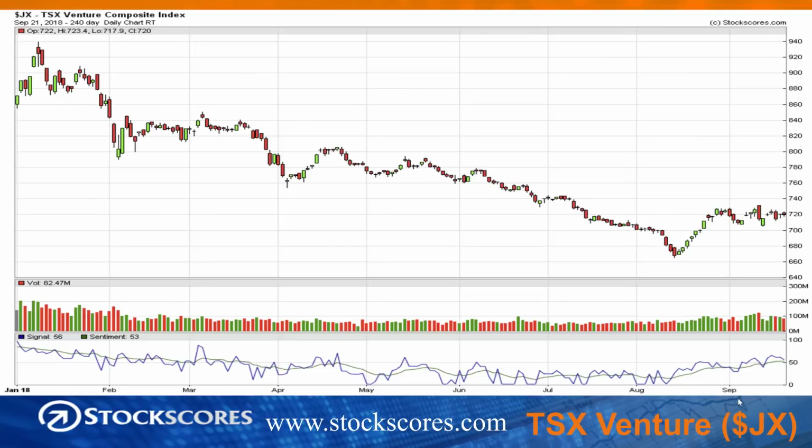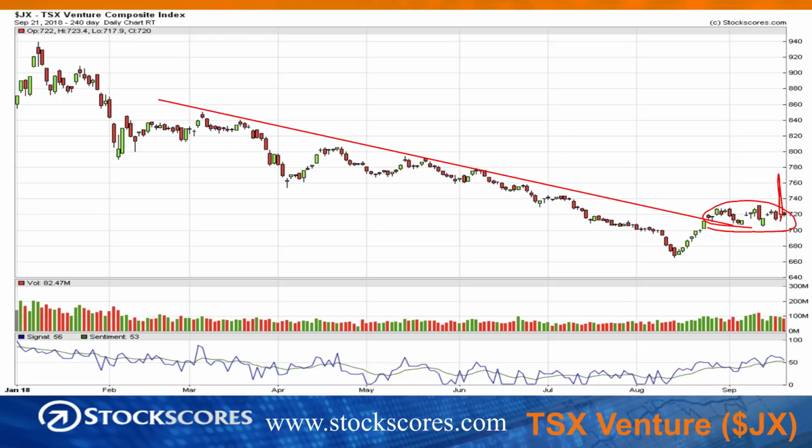Moving along to the TSX Venture, which is of course the microcap stocks in Canada, you can see that we are in a downward trend, but that has just about been broken with a rising bottom. So this is a classic reversal setup. You've got the downward trend, you break it, you build a rising bottom. Now what we need is the upside breakout.